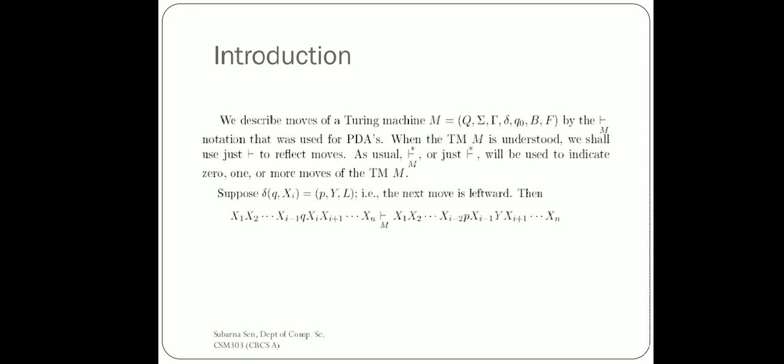Now see, suppose we are having a transition, say delta of q comma xi changing to p comma y comma L. We have learnt in our first lecture what is the meaning of it. Whenever my Turing machine is at state q and it is scanning any symbol, say xi, it will transit to next state named p. Here it will write y at that location, and it will move to the left.